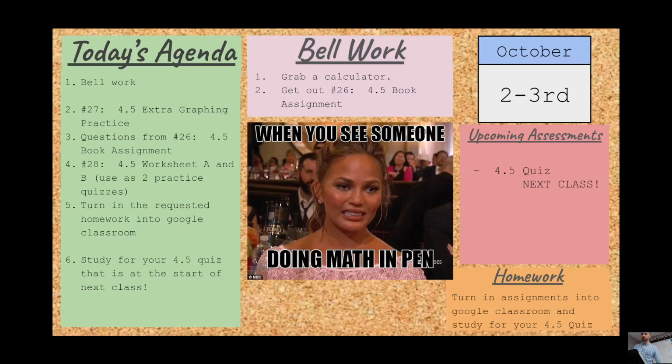You guys will need to get out your number 26 book assignment for a little bit later here. But last week, I only got to see you 2 times because it was a B week. And we've got one more day of looking at section 4.5, which is the graphing sine and cosine graphs.